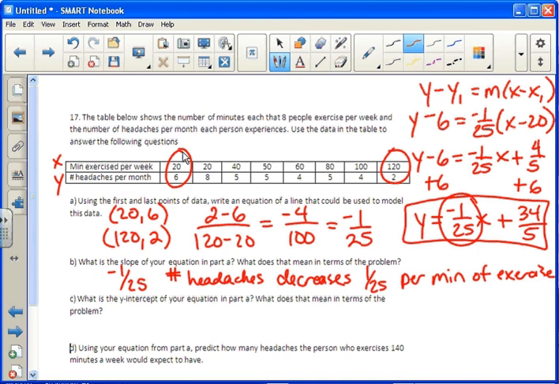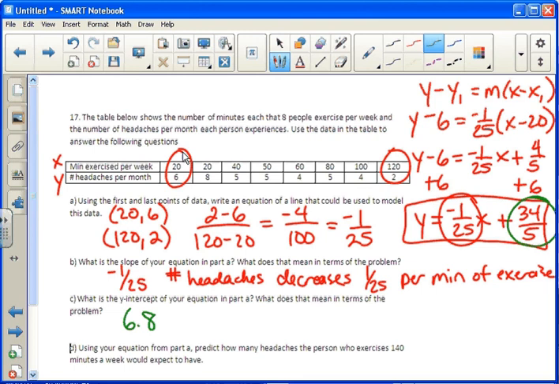C, what is the y-intercept? So again, the y-intercept is the number by itself, so 34 over 5, or I'm going to say 6.8. I think that'll make a little more sense in terms of the problem. So what does that mean in terms of the problem? Well, the y-intercept is the amount of y when x is 0. So it's the amount of headaches we would expect to get when we exercise 0 minutes.